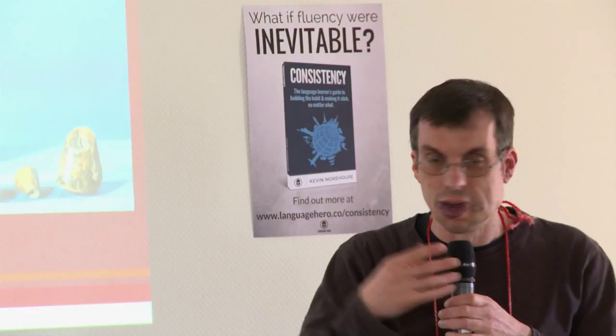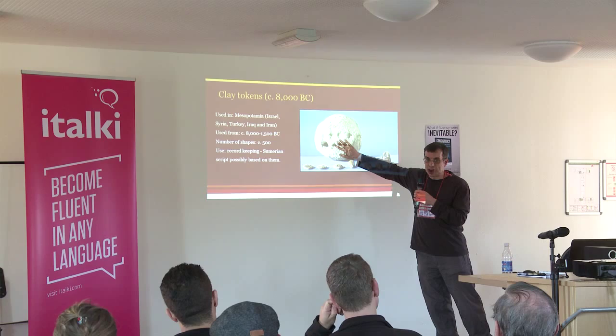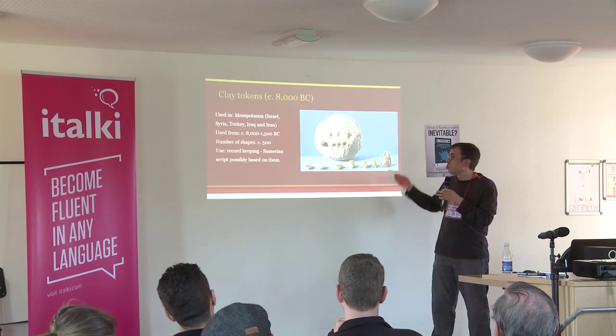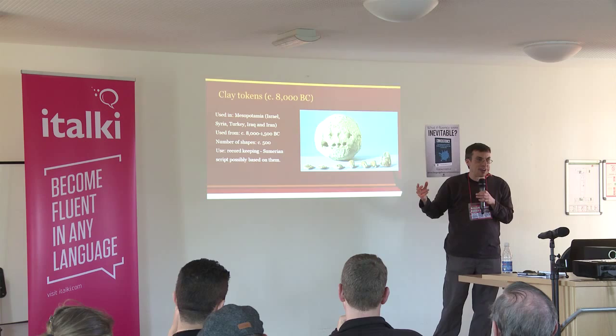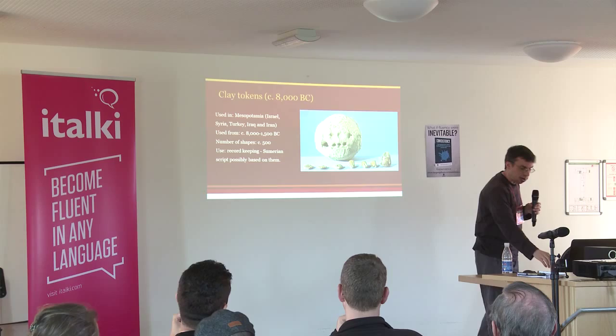They would make these tokens, and they would press them into the outside of the tablet, and then they would make a hollow in the middle and put them inside. So you didn't have to open it up to see what was inside, because they had the impressions on the outside. Then someone had the bright idea that you don't need to make these, you can just make the shapes on the outside of the tablet. And then many thousands of years later, this developed into a way of writing.